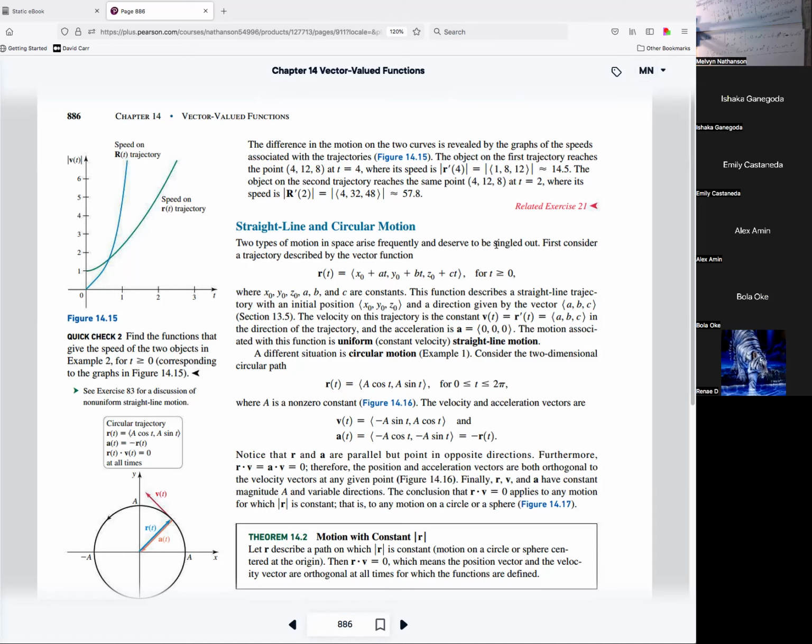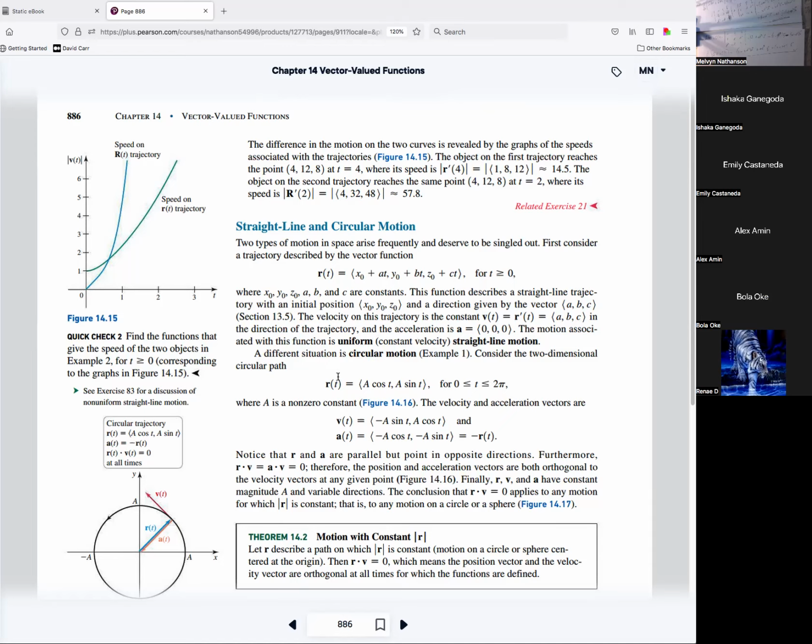So if you have a function r of t, a vector valued function, and each coordinate function is a linear expression in the time variable t, so x naught plus at, that's a straight line. If you put three linear coordinate functions together, you get straight line motion in space. This position vector is just moving along a straight line. It's the straight line that passes through the point x naught, y naught, z naught, and goes in the direction of, or parallel to, the vector a, b, c. That is what is called uniform motion.